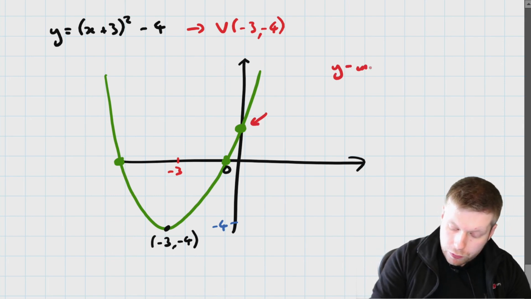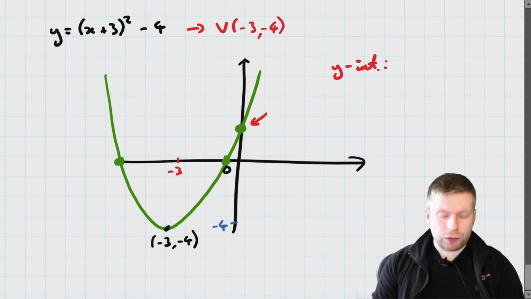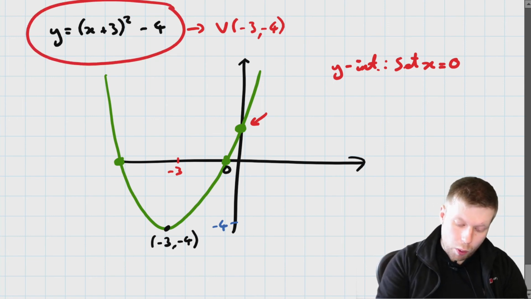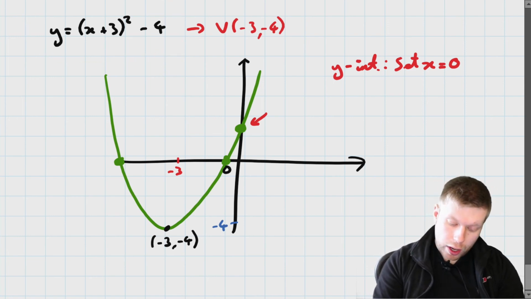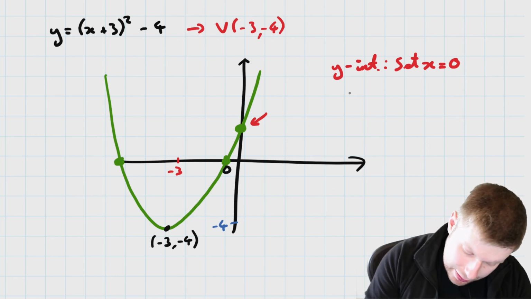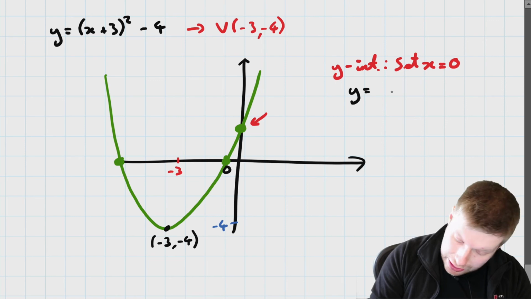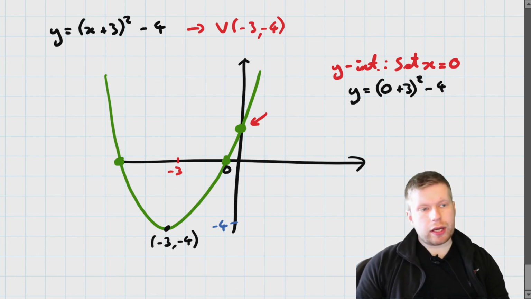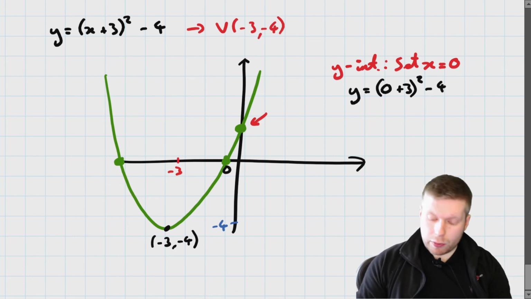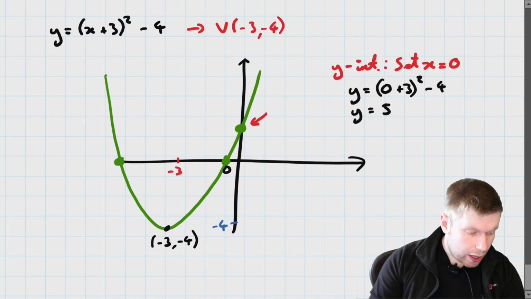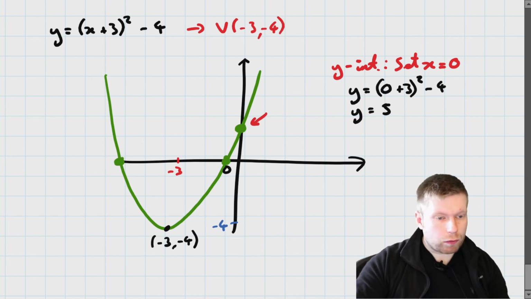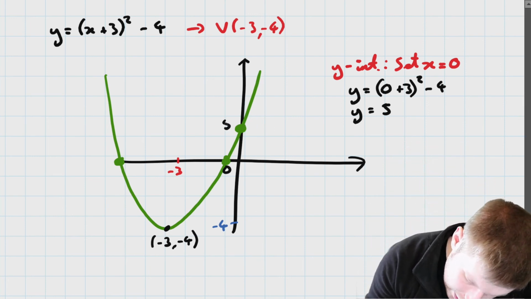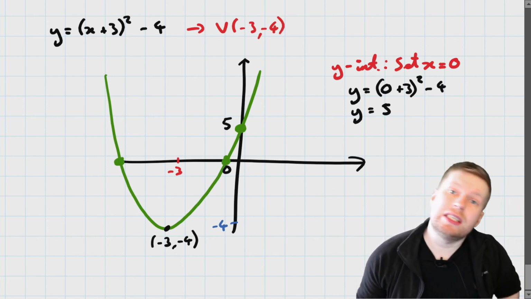Just remember, to find the y-intercept, what I need to do first of all is set x equal to 0. So if I take this graph, y equals x plus 3 all squared minus 4, and set x to be 0, let's see what I get. y equals 0 plus 3, all squared, because x is 0 now, minus 4. So 0 plus 3 is 3, square it, get 9, take away 4, that's going to give me 5. So the y-intercept is at 5, or if you prefer, 0, 5. It doesn't matter which.